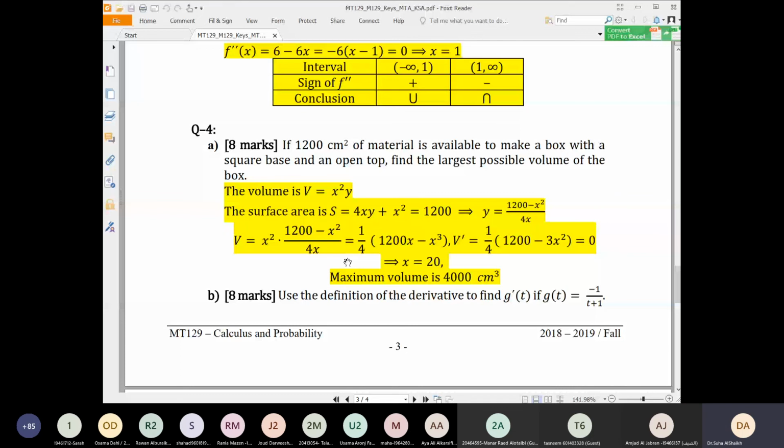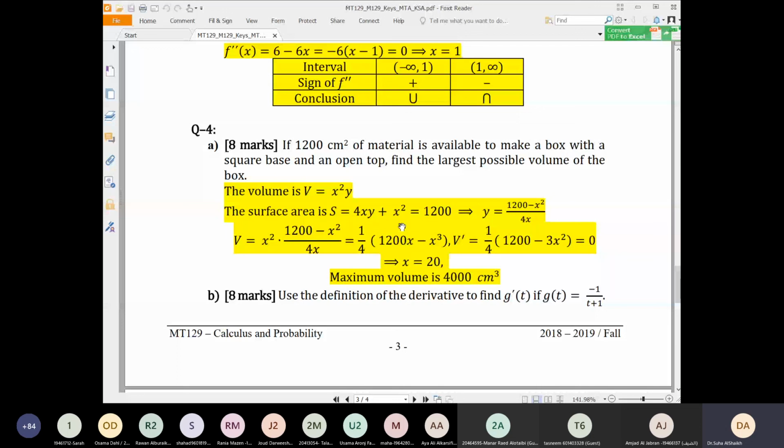So the base is square, so the dimension of the base is x by x, which is x squared, and the height is y. So the volume is x squared times y, and they want the largest possible volume. So the volume is what I'm trying to maximize here. And the material that I have to make the box is 1200. So since the base is square, it's x squared, and I have 4 sides, each one of them is x times y, so it is 4xy plus x squared equal to 1200.